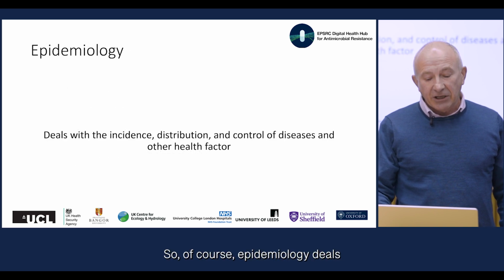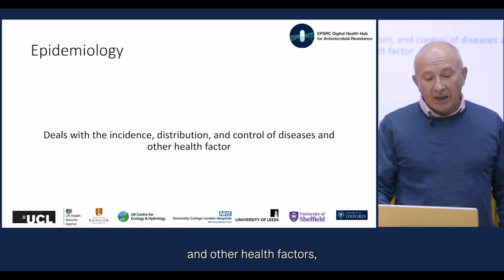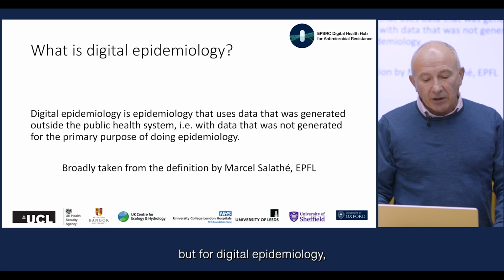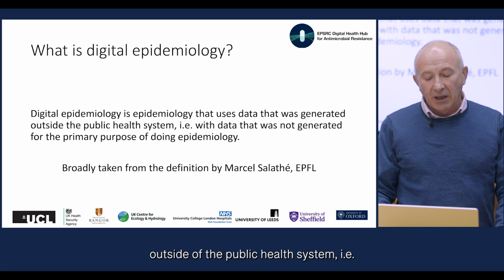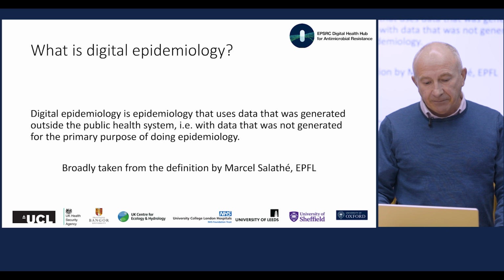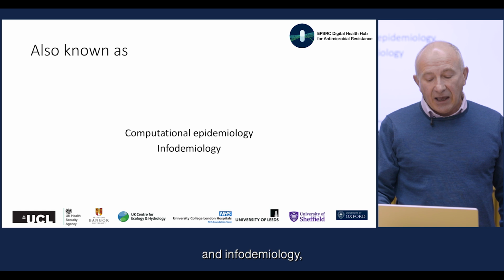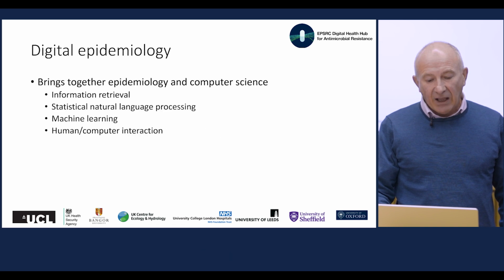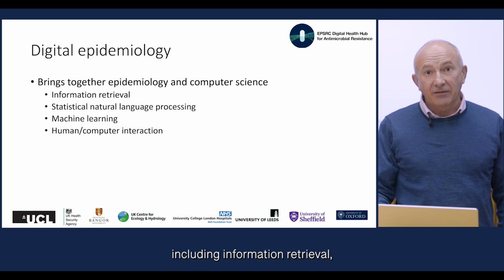So of course epidemiology deals with the incidence, distribution and control of diseases and other health factors. But digital epidemiology is epidemiology that uses data that was generated outside of the public health system, i.e. data that was not generated for the primary purpose of doing epidemiology. It goes by several other names, including computational epidemiology and infodemiology. And it brings together epidemiology and elements of computer science, including information retrieval, statistical natural language processing, machine learning, and human-computer interaction.